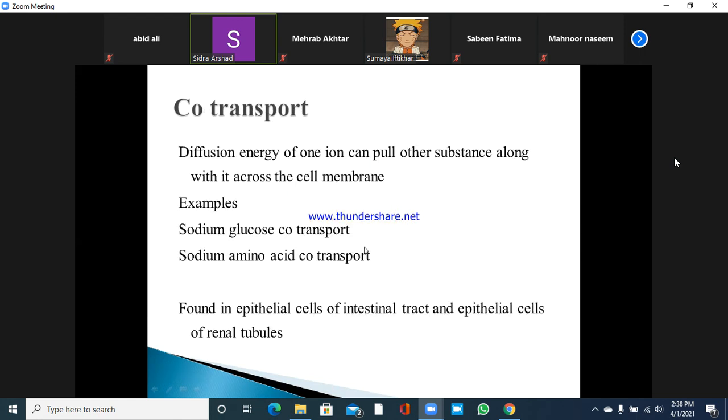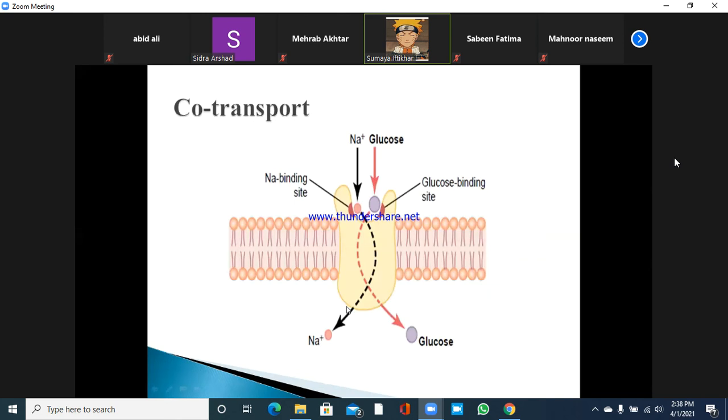And these transporters are found in epithelial cells of the intestinal tract and epithelial cells of the renal tubules, where this co-transport is taking place. Okay?